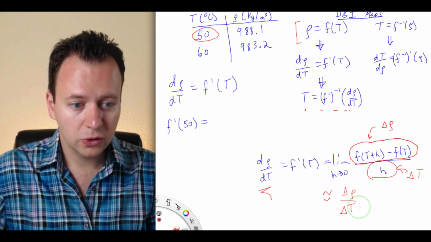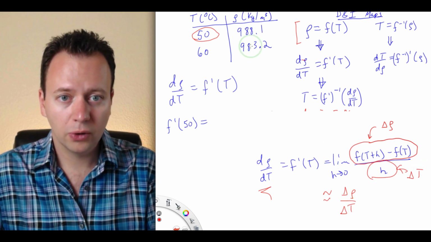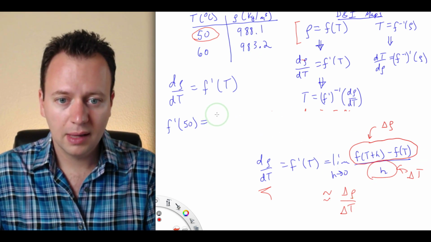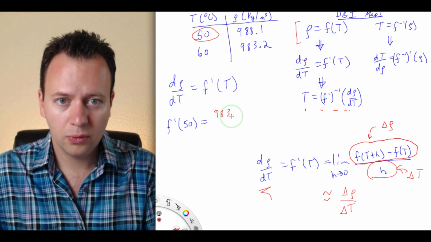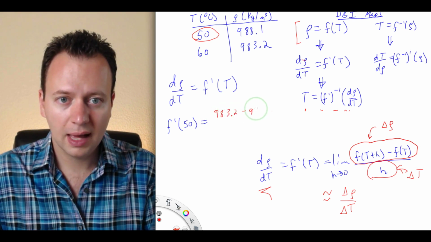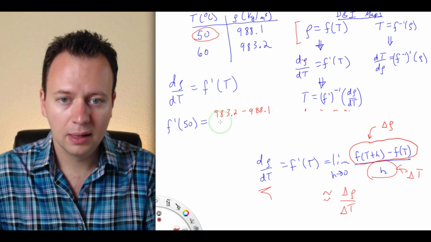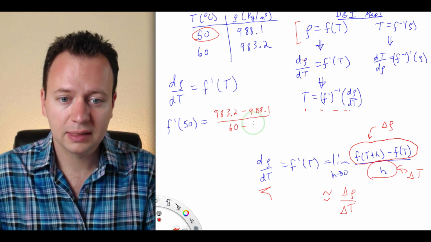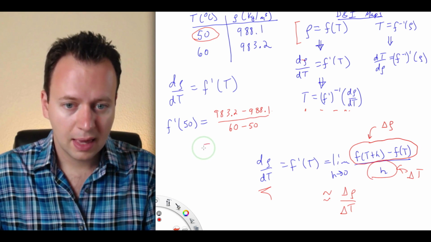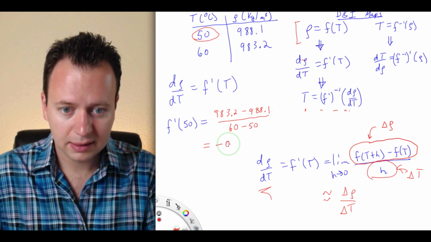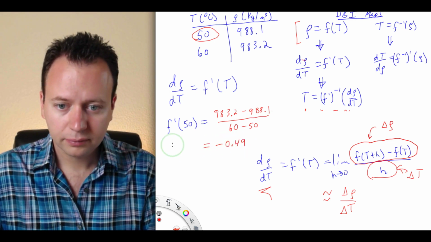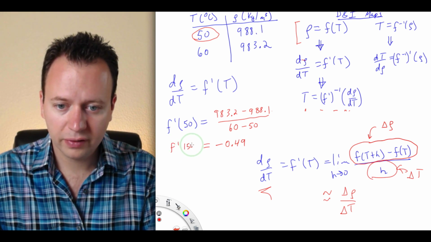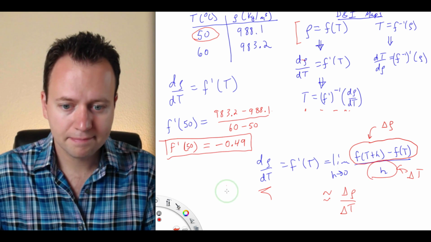So the best we can do is take delta rho, so 983.2 minus 988.1, and then divide it by the corresponding delta T. So we're dividing by 60 minus 50. And this gives us exactly minus 0.49. So f prime of 50 is negative 0.49.